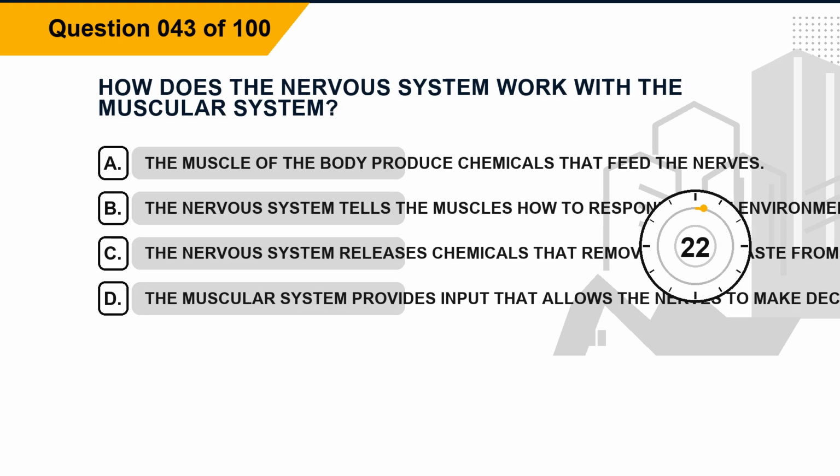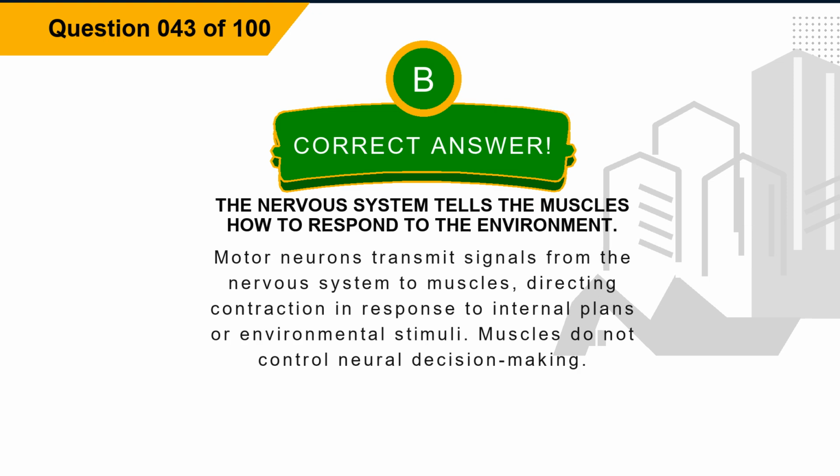Question 43. How does the nervous system work with the muscular system? Option A, the muscle of the body produce chemicals that feed the nerves. Option B, the nervous system tells the muscles how to respond to the environment. Option C, the nervous system releases chemicals that remove excess waste from the muscles. Option D, the muscular system provides input that allows the nerves to make decisions. The correct answer is option B, the nervous system tells the muscles how to respond to the environment. Explanation. Motor neurons transmit signals from the nervous system to muscles, directing contraction in response to internal plans or environmental stimuli. Muscles do not control neural decision-making.